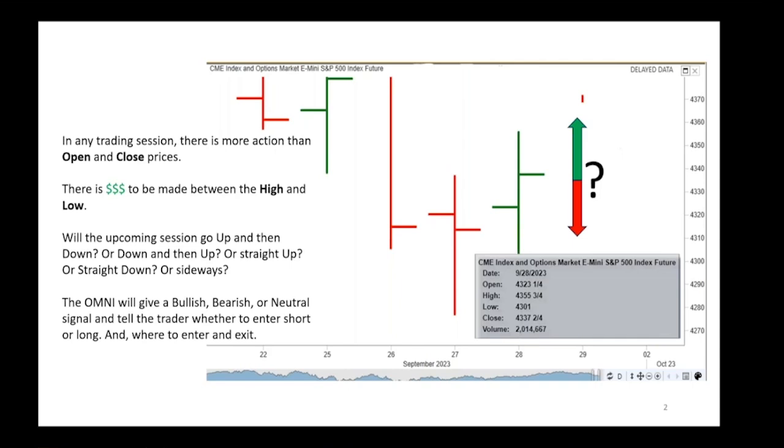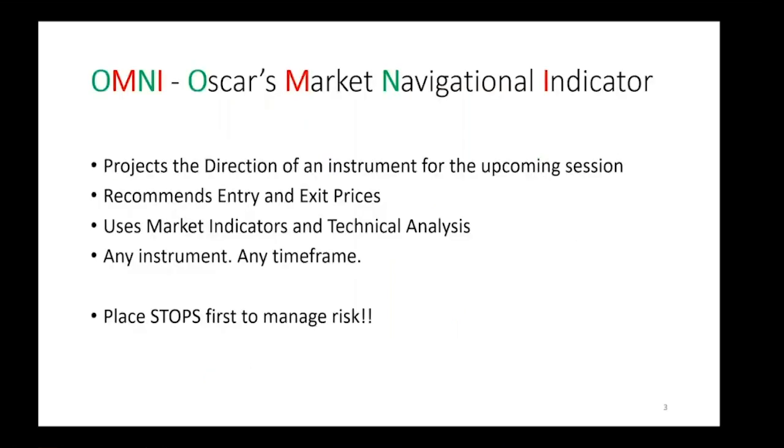So in any day, you can see that there's more than what goes on in the open and close. There's the entire high and low. So how do we know? Is it going to go up, down, sideways? What's it going to do?